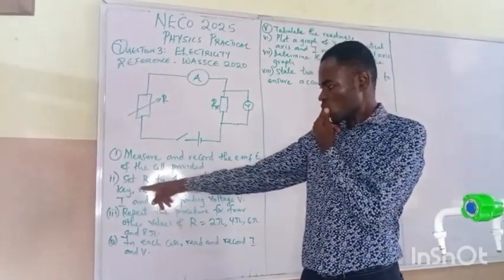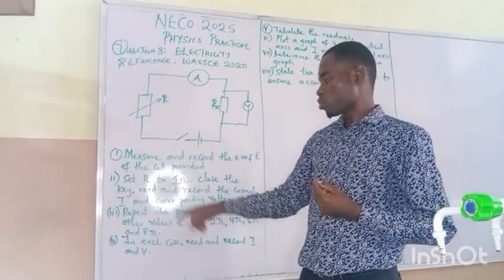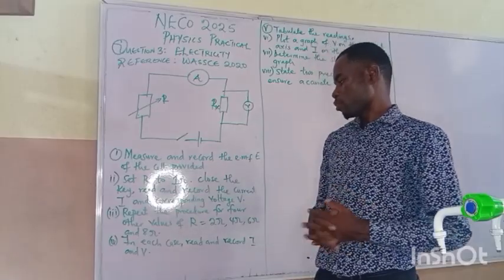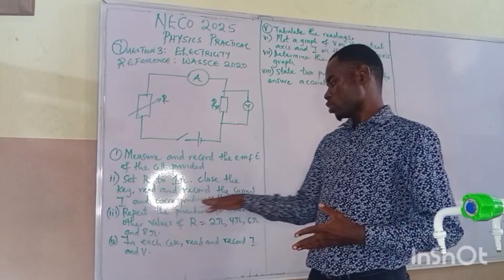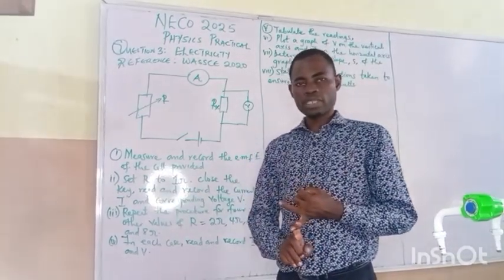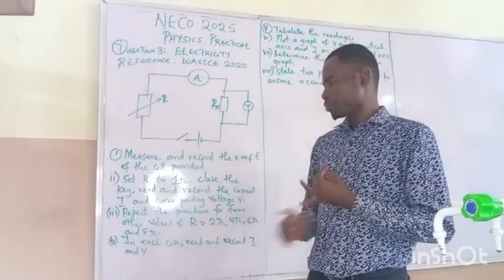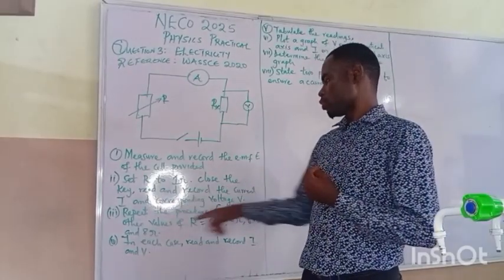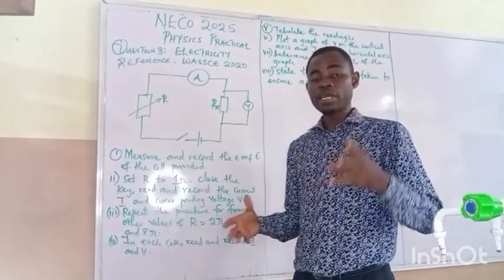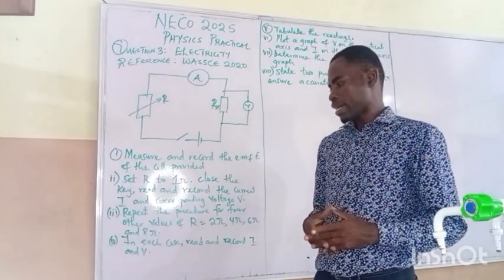And number 2, they said I should set my resistance box to 1 ohm, close the key, read and record the current I and the corresponding voltage V. In this question I will need a column for resistance, the value of the resistor, that is R. I will need a column for R, a column for the current I, and a column for the voltage V. They tell you that I need I, V, R, the family of Ohm's law, which will come together in my table.